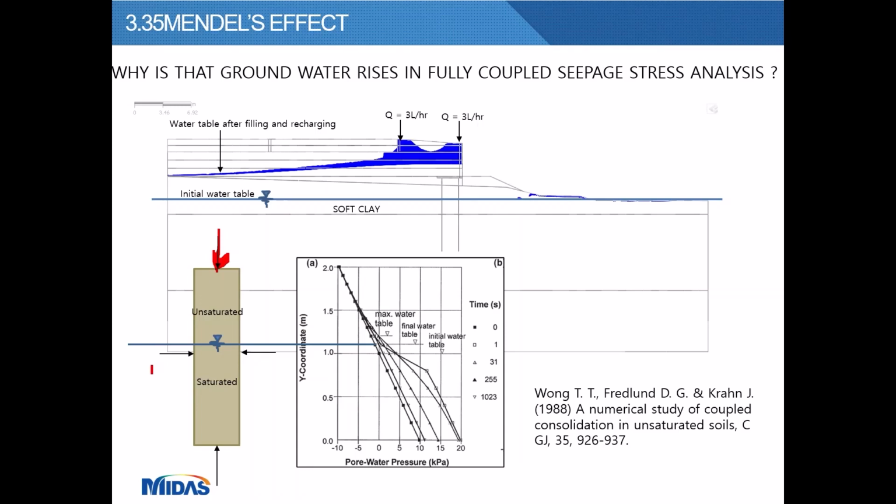The load is initially taken largely by the saturated soil in the form of excess pore pressure and then dissipates over time. During the process, the water in the saturated soils will flow upwards and form a new water table. And therefore, sometimes you will see the water table rise in fully coupled effective stress analysis, and the condition becomes more severe when the soil becomes more sandy.